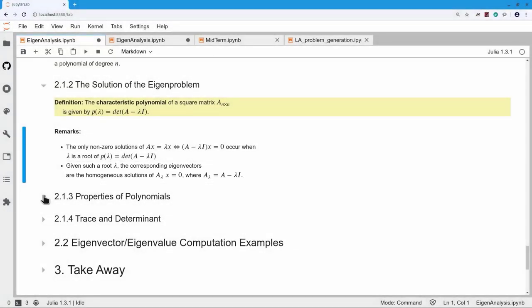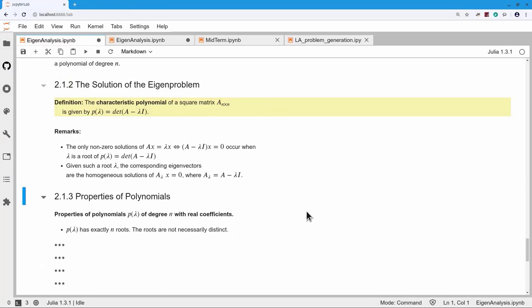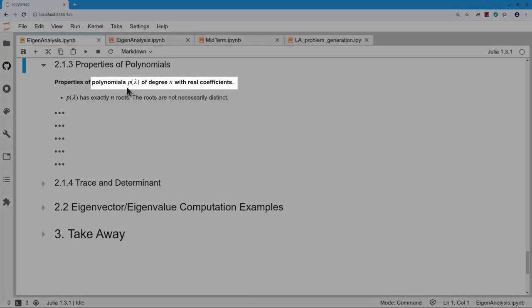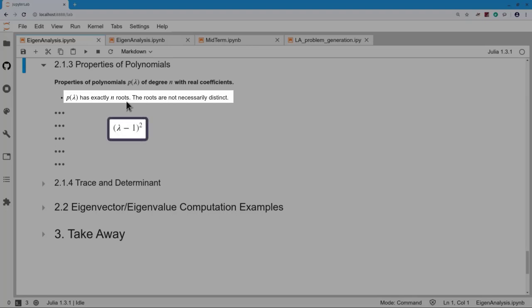So what we have to do is talk a little bit about properties of polynomials. Let's refresh our memories from what we know from algebra. And we are going to limit our A matrices to have real numbers, and therefore our polynomials will have real coefficients. So we look at polynomials of degree n with real coefficients. The very first fact we want to know about those polynomials is that they have n roots. Whatever the degree is, they have that many roots, and only that many roots, n roots. However, the roots do not necessarily have to be distinct. So, for example, lambda minus 1 quantity squared only has the root plus 1. It just happens to occur twice.